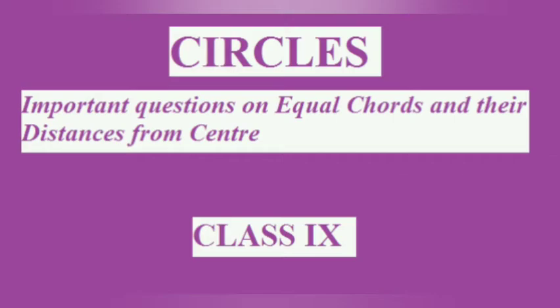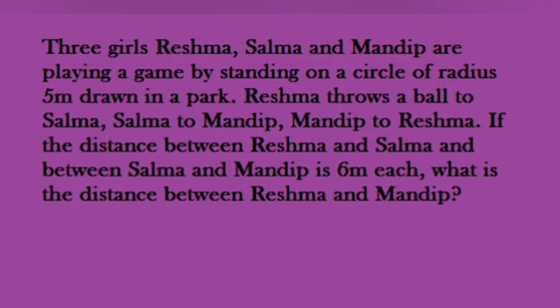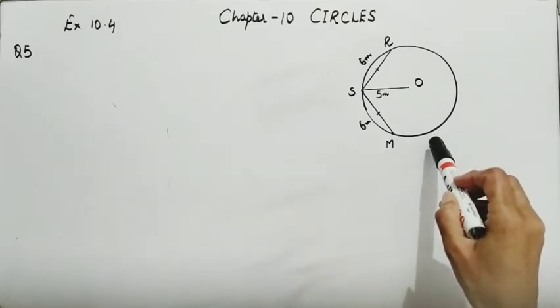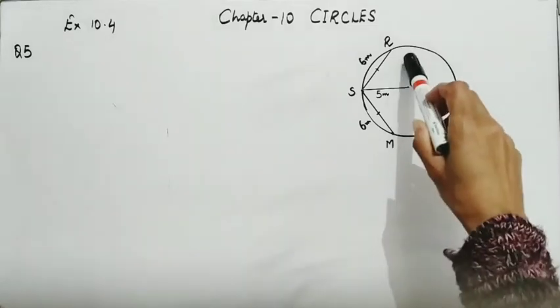The question says, three girls, Reshma, Salma and Mandeep are playing a game by standing on a circle of radius 5 meter drawn in a park. Reshma throws a ball to Salma, Salma to Mandeep, Mandeep to Reshma. Three of them are playing. If the distance between Reshma and Salma and between Salma and Mandeep is 6 meter each, what is the distance between Reshma and Mandeep?